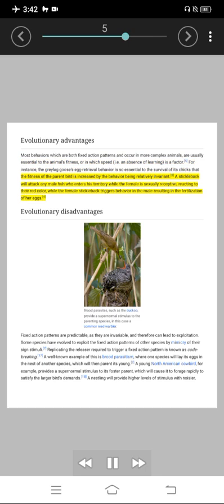A stickleback will attack any male fish who enters his territory while the female is sexually receptive, reacting to their red color, while the female stickleback triggers behavior in the male resulting in the fertilization of her eggs.